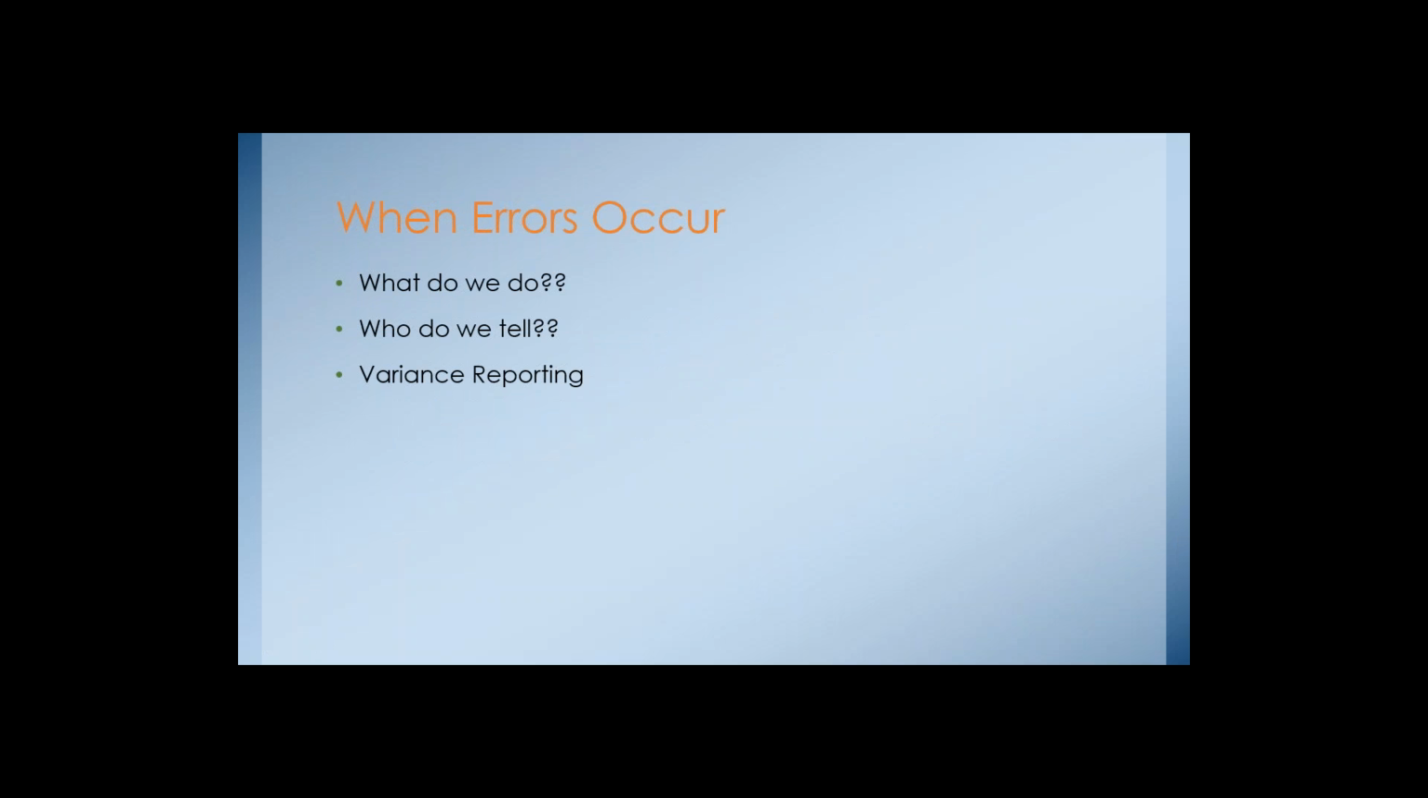And then when errors occur, what do we do? As nurses, there's lots of things that we can do, but what do we do? It's really important that the first thing we're obviously going to do is go and assess our patient, right? That's part of the nursing process. One of the first things you almost always do is assess your patient. If an error did occur and the patient got the wrong medication or something similar, we'll go and assess our patient and see what's going on.